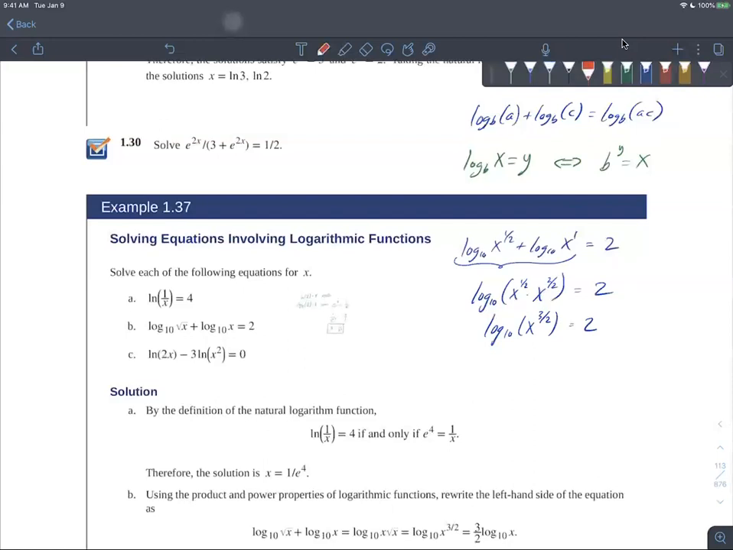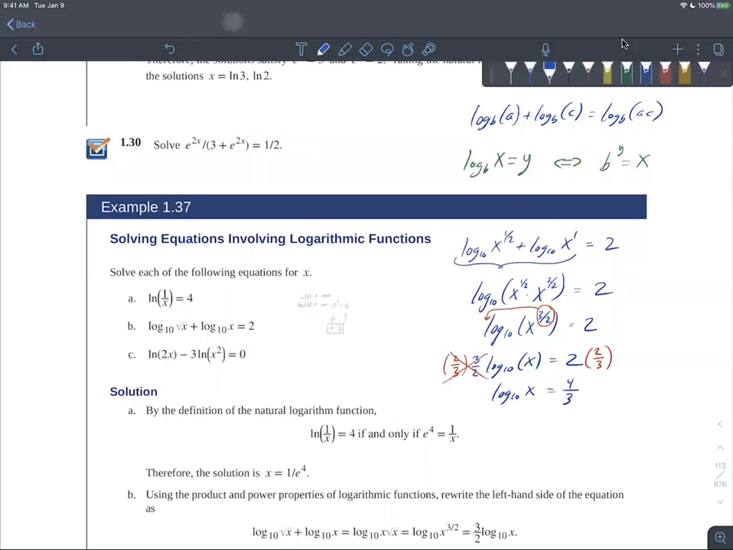But then wait a minute, didn't we say earlier that if we take the log of an exponential expression, we can bring that exponent out to the front? Yes, we did. So we bring that exponent out to the front, and so this is what we have. We can then multiply by 2/3 to cancel out those fractions on the left-hand side. And so we have the log base 10 of x equals 4 over 3.